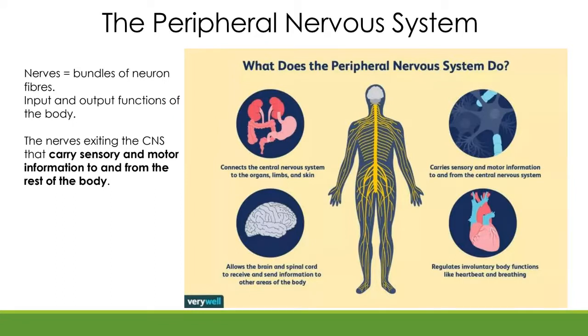of the body. And our peripheral nervous system also regulates all of those involuntary bodily functions like our heartbeat and our breathing. So our heart's not connected to our brain or our spinal cord, but it is connected through the peripheral nervous system. So the peripheral nervous system has a very important job of actually keeping us alive and keeping our body functioning. The PNS.